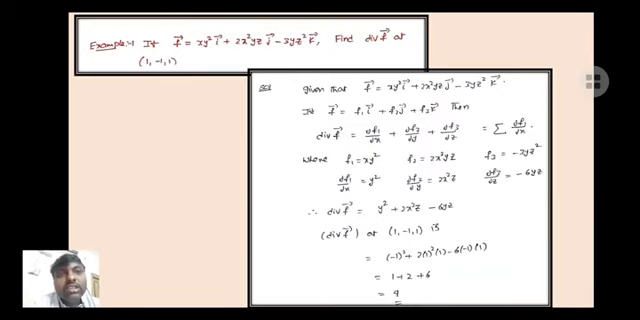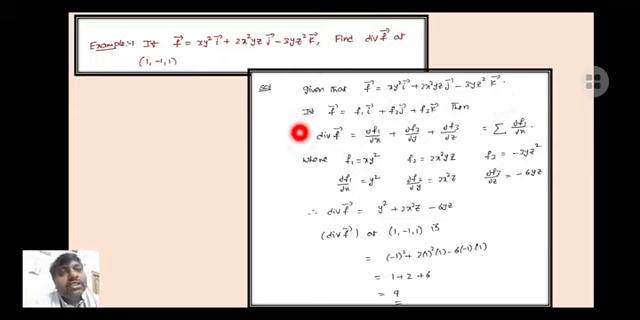Let me explain this with an example. If f bar is equal to xy square i bar plus 2x square yz j bar minus 3yz square k bar, find div f bar at the particular point (1, -1, 1). See here, given that f bar is equal to xy square i bar plus 2x square yz j bar minus 3yz square k bar.